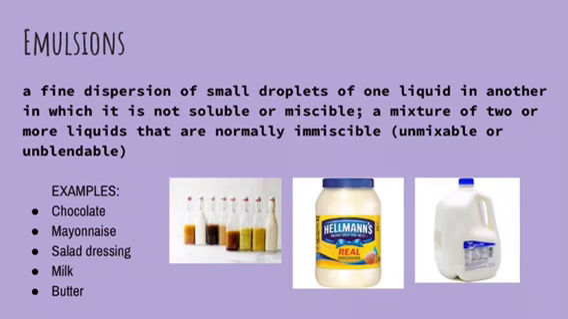So these next few slides will be about emulsions, and a basic definition of an emulsion is a fine dispersion of small droplets of one liquid in another in which it is not soluble. Another definition, which is kind of easier to understand, is that it's a mixture of two or more liquids that are normally immiscible, which basically means unmixable or unblendable. A very common type of emulsion is oil and water, and there's some listed below, and in the next few slides we're just going to go a little bit deeper into what an emulsion is.